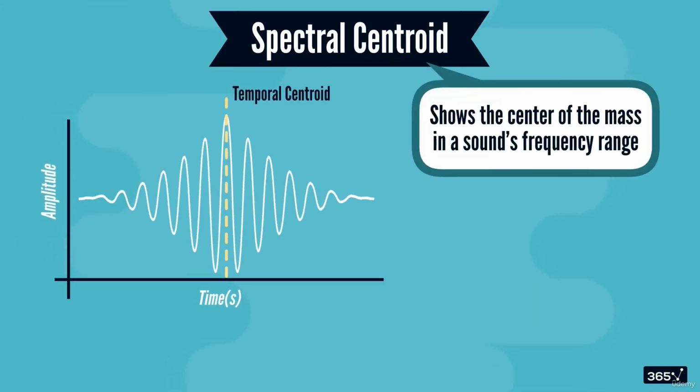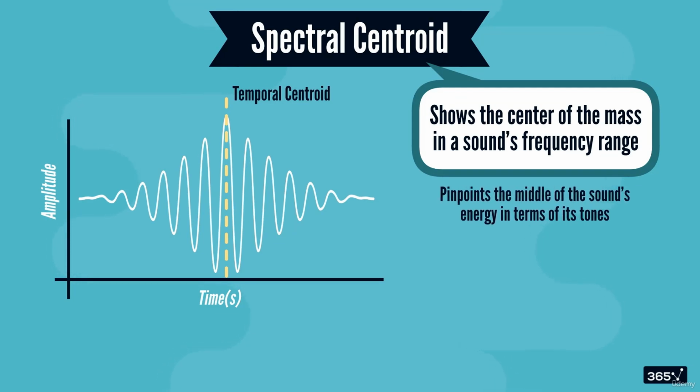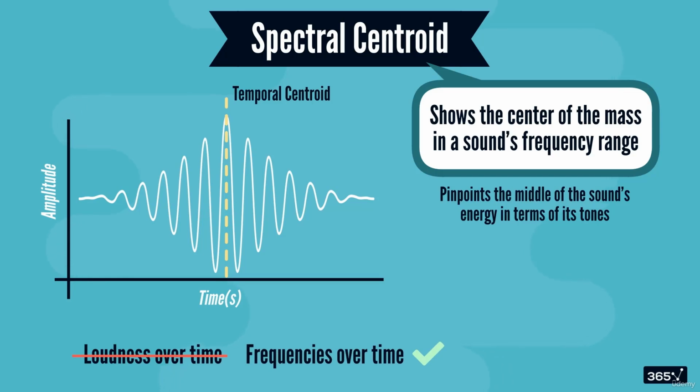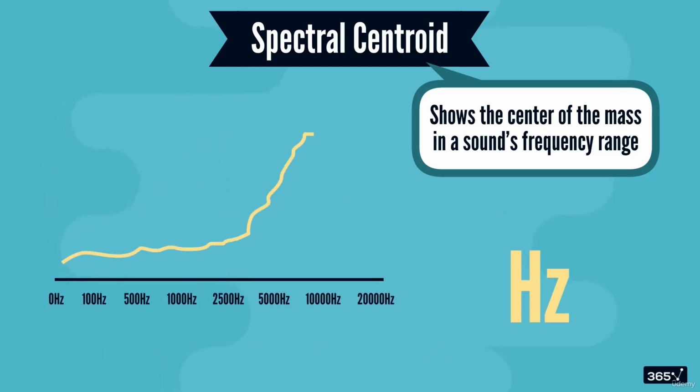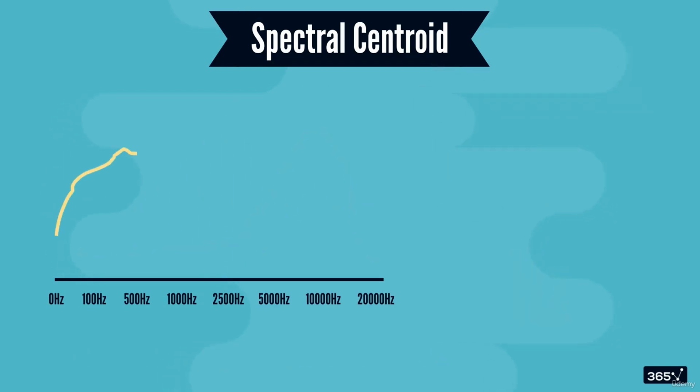The spectral centroid tells us where the center of mass is in a sound's frequency range. In simpler terms, it helps pinpoint the middle of the sound's energy in terms of its tones or frequencies. You can think of it like the temporal centroid, but instead of finding the balance point based on loudness over time, the spectral centroid finds the balance point based on different frequencies, which is why it's typically measured in hertz. If a sound has more high-pitched tones, the spectral centroid will be closer to the higher frequencies. And if it's deeper, it will shift toward the lower frequencies.